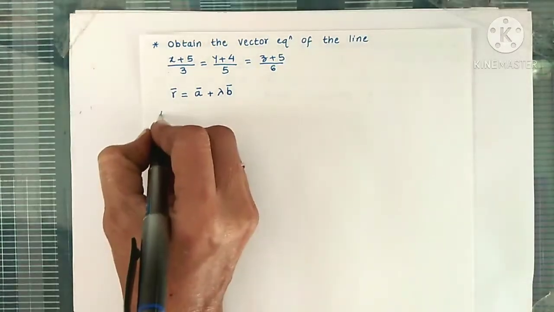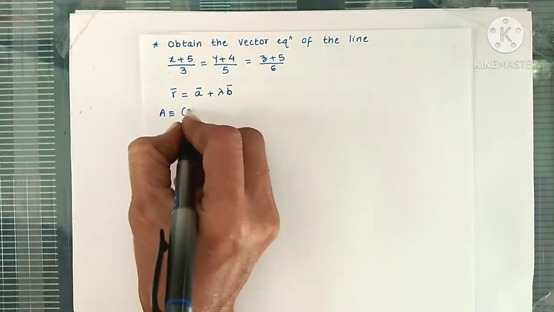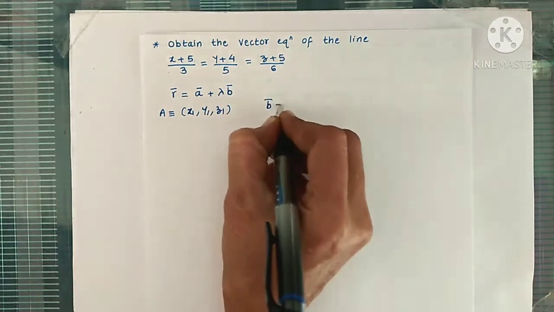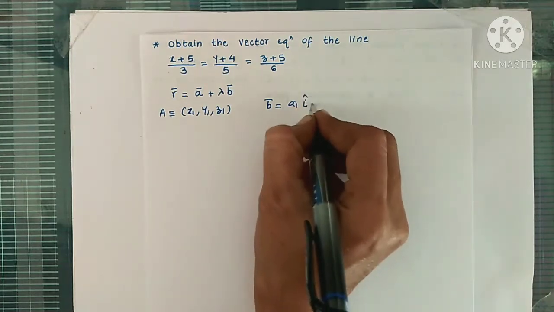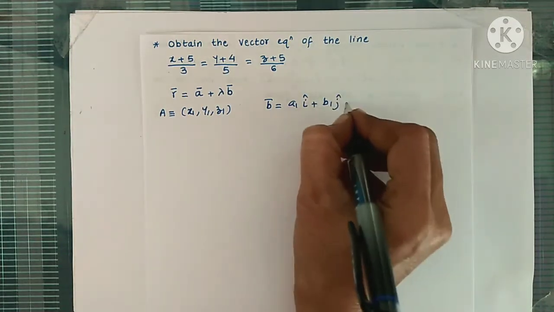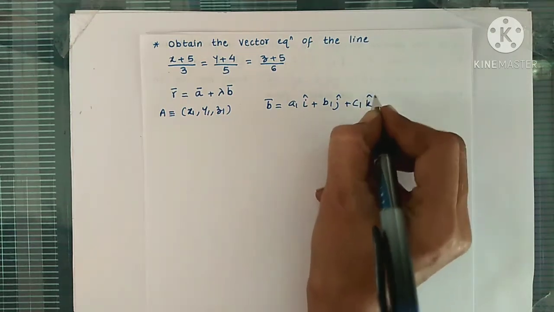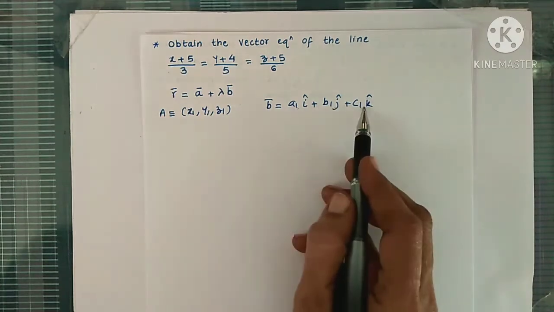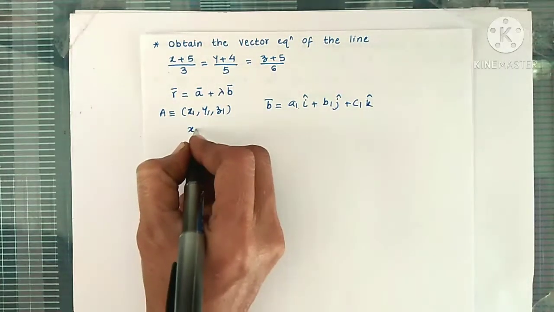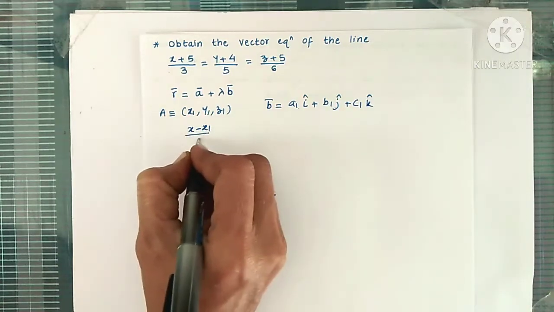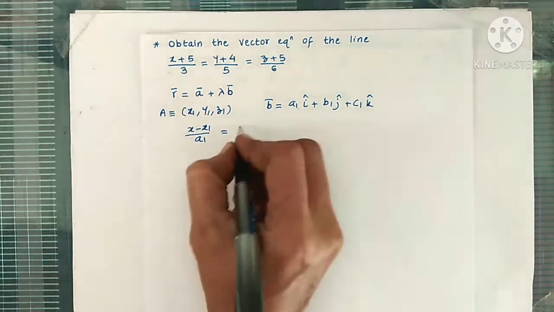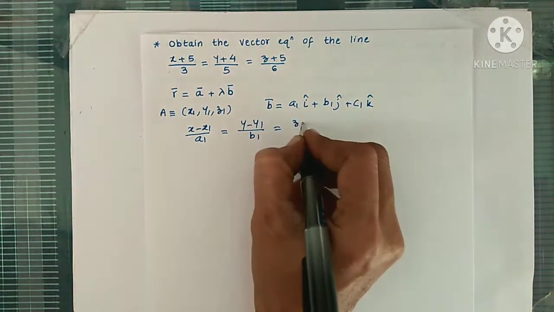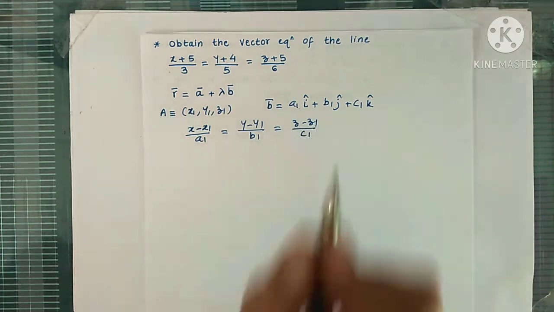And if point A is (x1, y1, z1) and vector b bar is a1 i cap plus b1 j cap plus c1 k cap, that means the direction ratios of the straight line are a1, b1, c1, then the Cartesian or symmetric form is (x minus x1) upon a1, (y minus y1) upon b1, (z minus z1) upon c1.